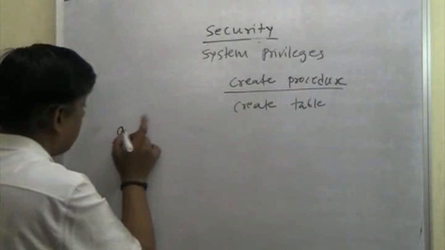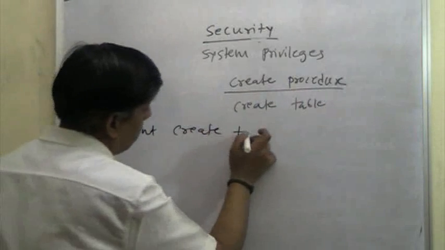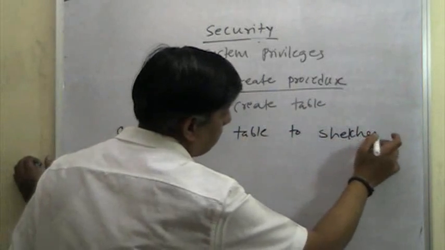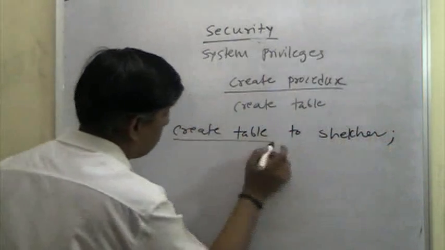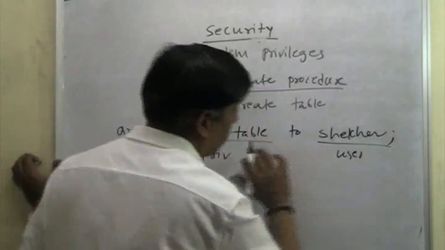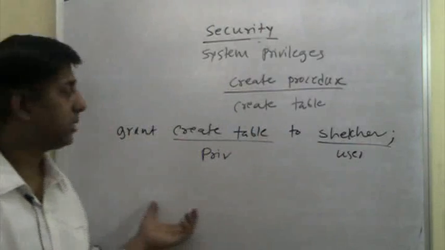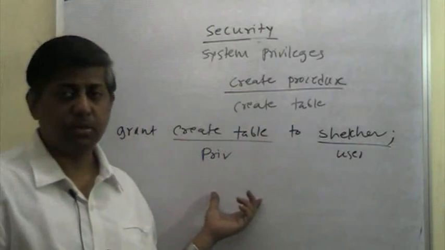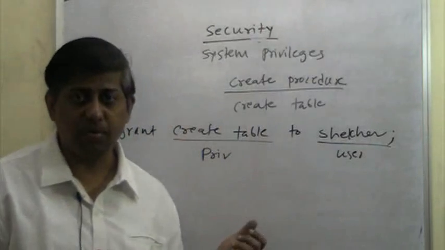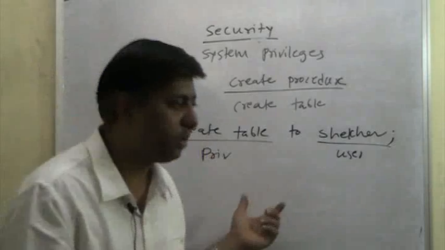So I say grant create table to Shekhar and a semicolon. As you can see, this is a privilege and this is the user. There is no object here in the middle. And that's why this is called a system level privilege, not an object level privilege. No object is involved. So create table, create procedure, create view, drop table, all those things are actually system level privileges.